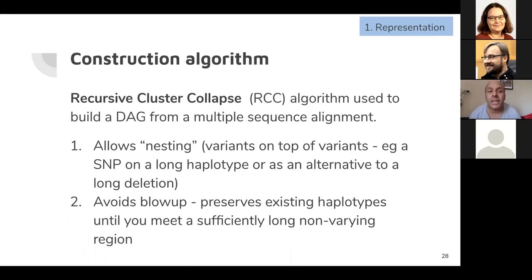So what we've got, I've just made up this name, is the recursive cluster and collapse algorithm, which is used to build a DAG from a multiple sequence alignment. It allows nesting, and by nesting, I mean allowing variants on top of variants. So you could have a SNP on top of a long haplotype, or you might have SNPs underneath a long deletion. And it avoids blow-up, and it does this by preserving existing haplotypes until you meet a sufficiently long non-varying region.